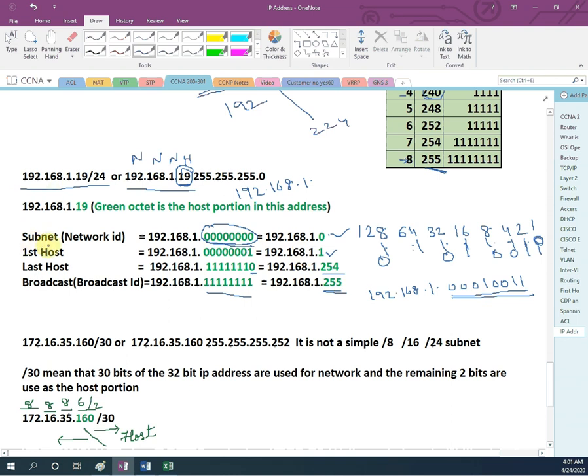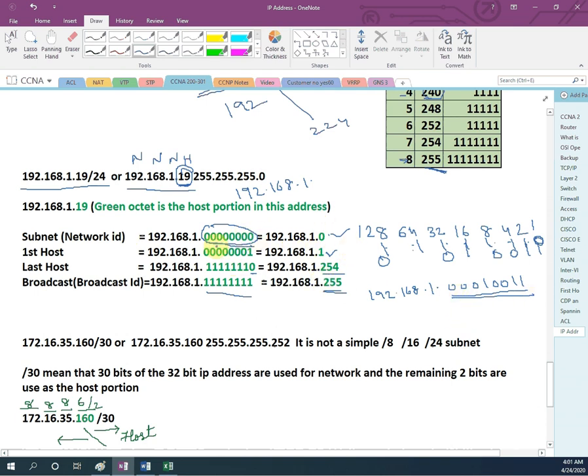Let me revise again. First of all, we need to calculate the network ID or subnet. In the host portion, we need to make it 0. The host portion is the green one, I make it 0, so this becomes the network ID. First we need to differentiate what is network portion and what is host portion. I keep this as network, this as network, this as network, and this as host. This host 19 I wrote in binary. To calculate the network ID, we make all host portion 0. So I make all 0.